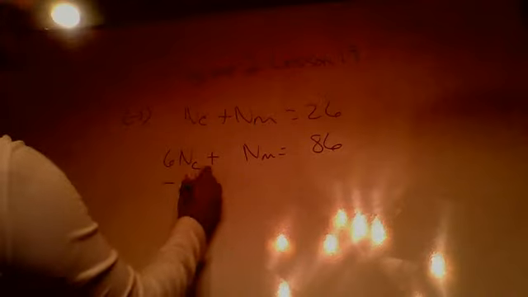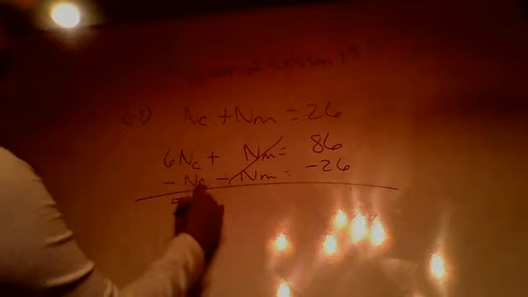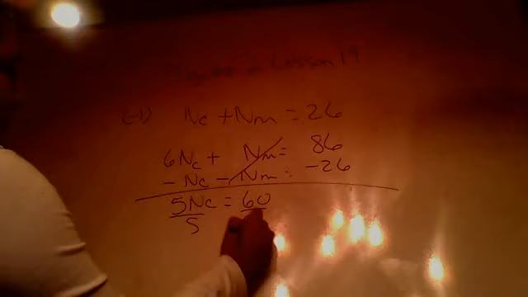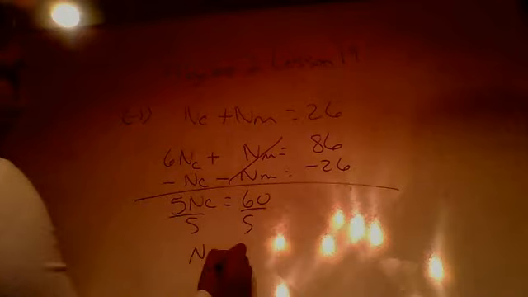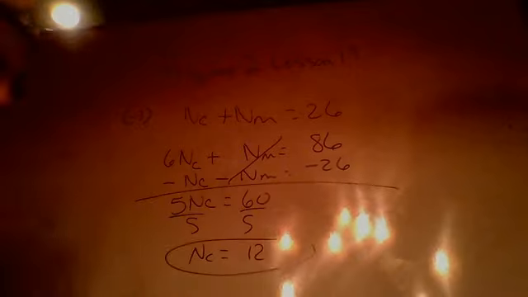So now, I think I want to use elimination. And I'm simply going to multiply this by -1. So this becomes negative n_c minus n_m equals -26. I simply add them. That goes away. This becomes 5n_c equals 60, divided by 5. So the number of codfish was 12.